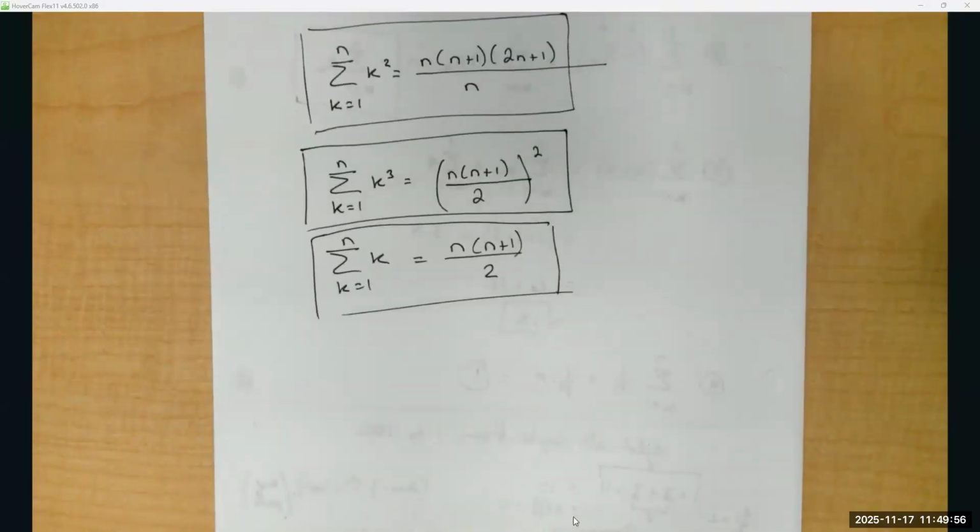Because we'll be using these formulas a lot, actually, in some of our homework and stuff, questions like that. So far, so good? Yes.